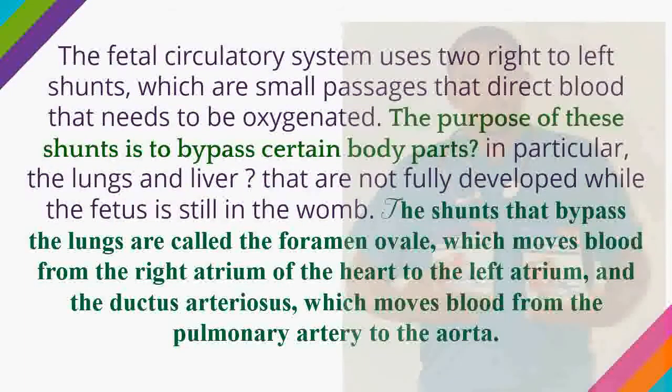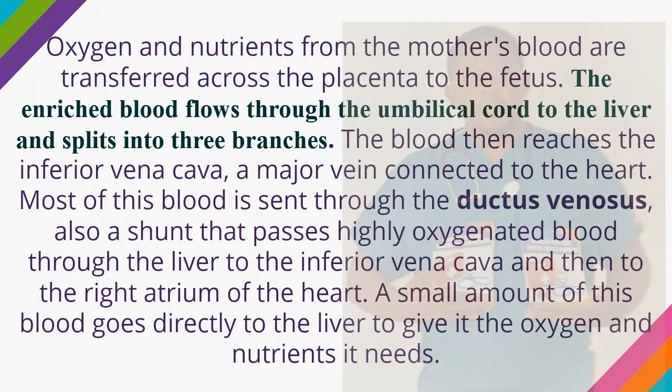The shunts that bypass the lungs are called the foramen ovale, which moves blood from the right atrium of the heart to the left atrium, and the ductus arteriosus, which moves blood from the pulmonary artery to the aorta. Oxygen and nutrients from the mother's blood are transferred across the placenta to the fetus.